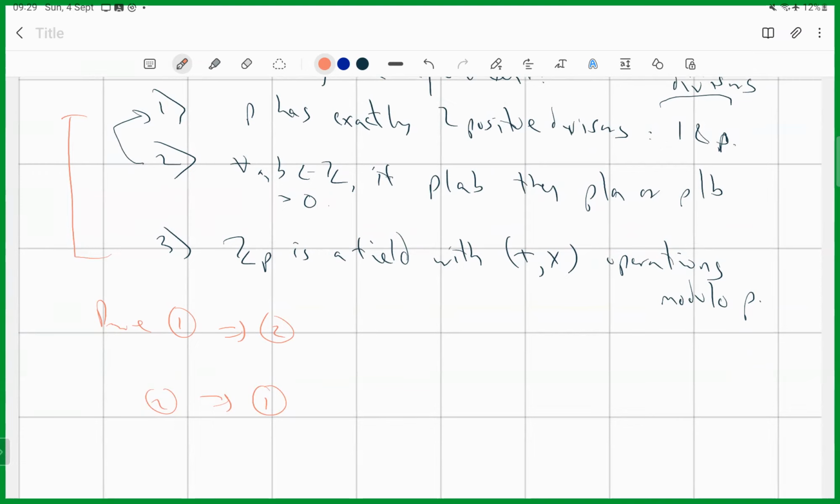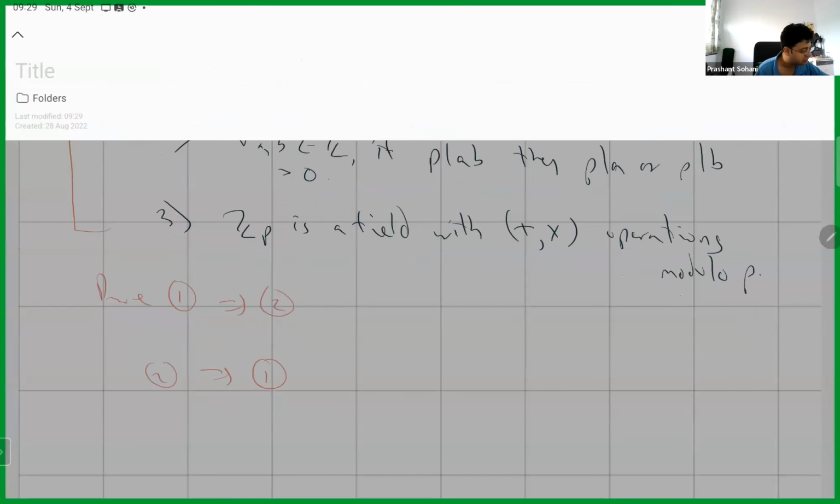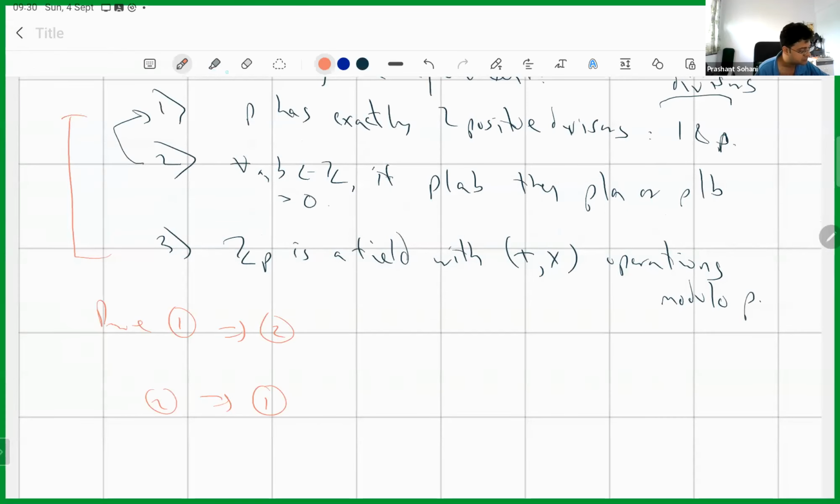Sir, why do we require that greater than 0? If one of them is 0, does something go wrong? Then still P divides that 0 number, right? True, right? Okay, I guess we don't need that.